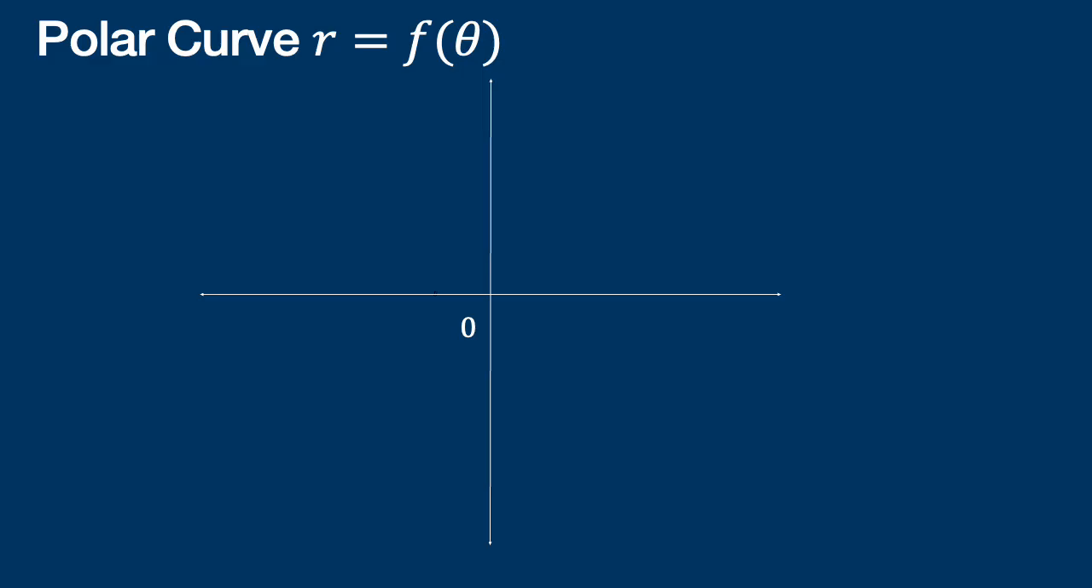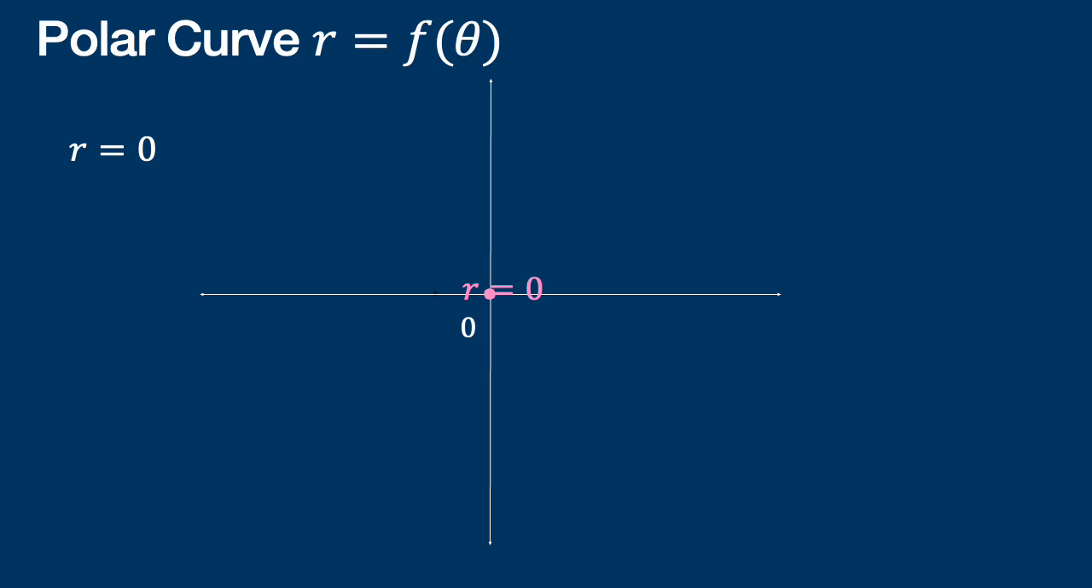Now we're going to sketch polar coordinates, r equals f of theta. Let's start with a very simple one, r equals 0. r equals 0 means the distance from the origin is 0. That represents the point at the origin. That's r equals 0.